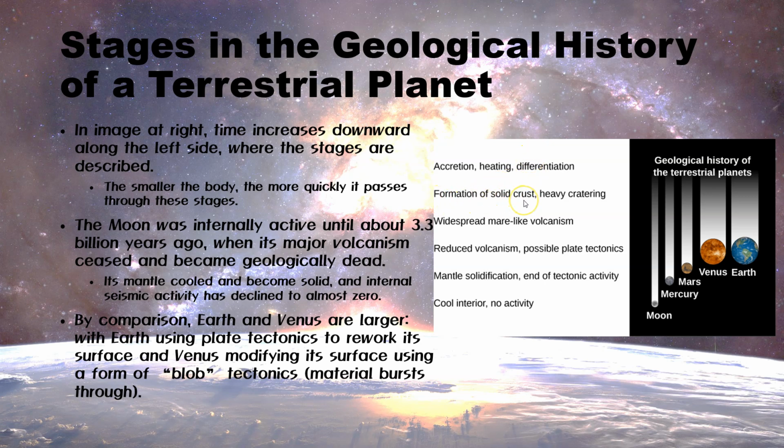You have formation of solid crust and heavy cratering. Then you have some widespread mare-like volcanism. Then you go to reduced volcanism, possible plate tectonics, which is, of course, where we are looking with Venus and Earth. Then you have mantle solidification, end of tectonic activity, which you can see is right here where Mars and Mercury are floating around. And then you have a cool interior with no activity, which is, of course, our moon.